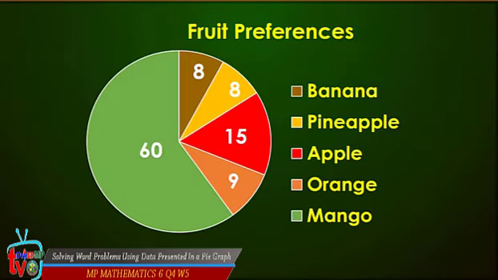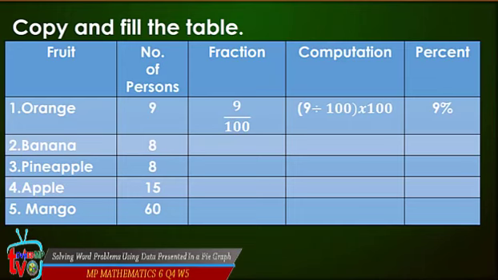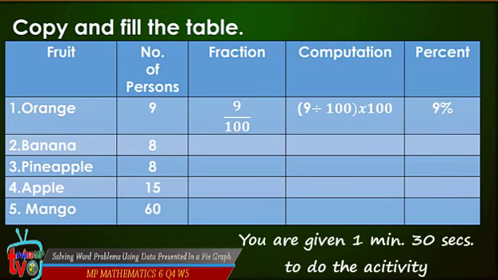Fruit preferences: 8 banana, 8 pineapple, 15 apple, 9 orange, 60 mango. Copy and fill the table. You are given 1 minute and 30 seconds to copy and fill the table. Fruit, number of persons, fraction, computation, percent. Example, orange, 9, 9 hundredths, 9 divided by 100 times 100, 9%.